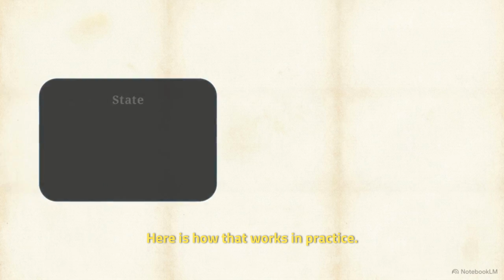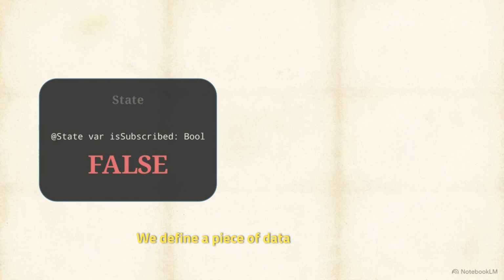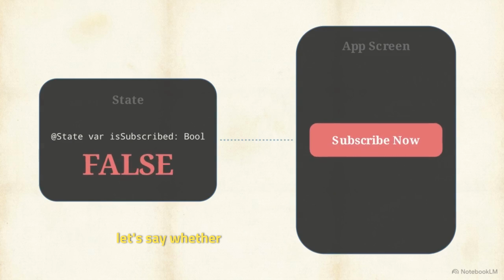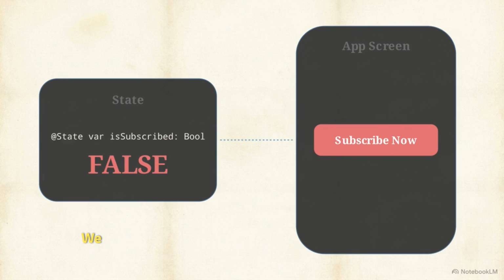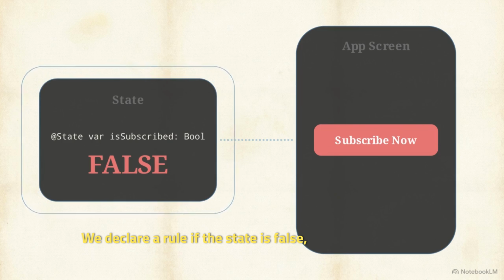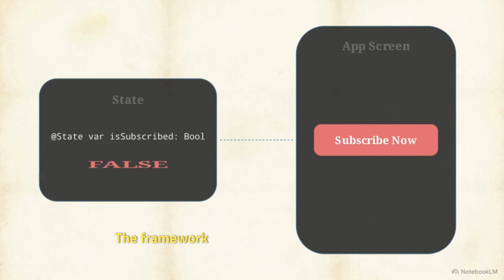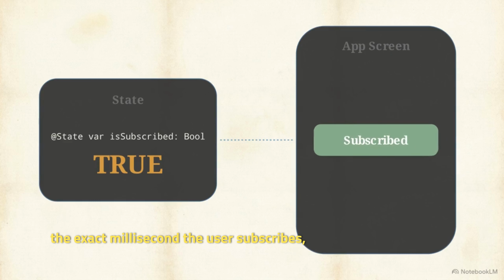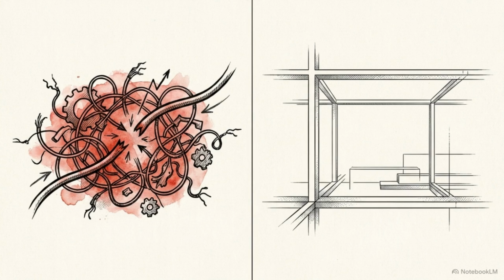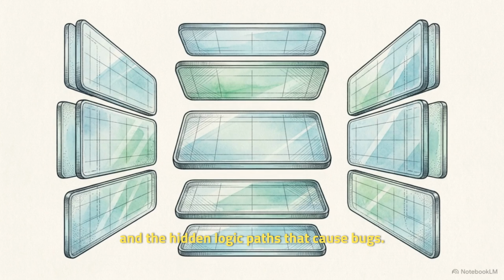Here is how that works in practice. We define a piece of data called state. Let's say whether a user is subscribed or not. We declare a rule. If the state is false, the button is red. The framework constantly watches that data. The exact millisecond the user subscribes, the state becomes true. SwiftUI automatically destroys the old view and redraws the new one. By making the UI a strict function of state, SwiftUI removes the need for manual updates and the hidden logic paths that cause bugs. It is pure engineering elegance.